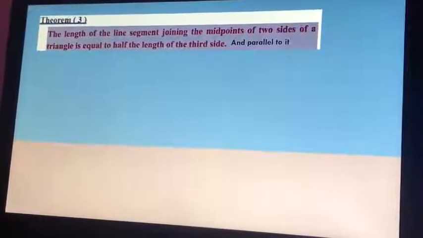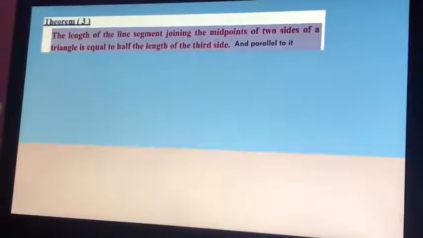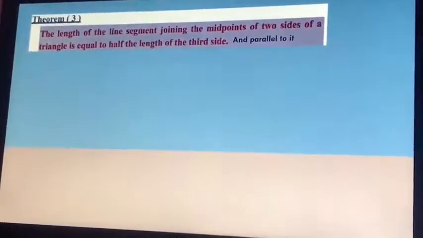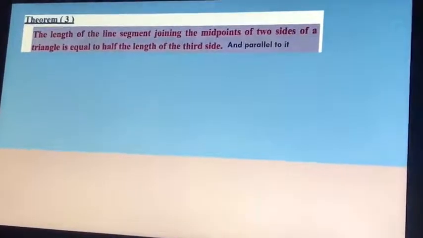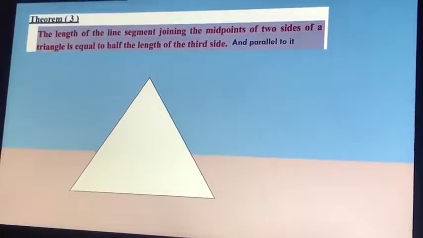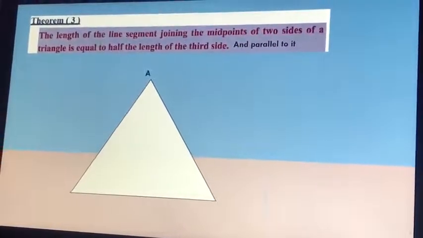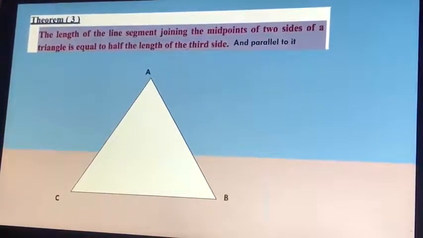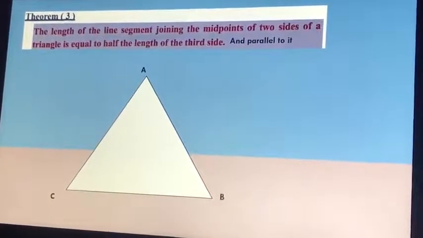Well, let's continue our geometry lessons, and today we shall continue with Theorem 3. What does it include? It's talking about a triangle. Let's name it ABC. And this theorem includes the existence of two midpoints, not just one midpoint.